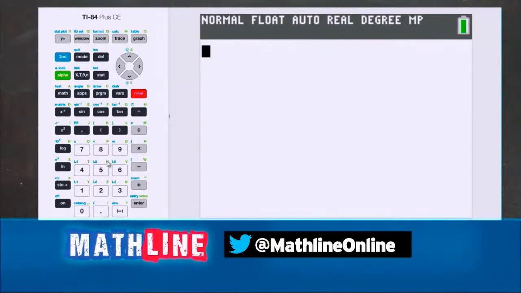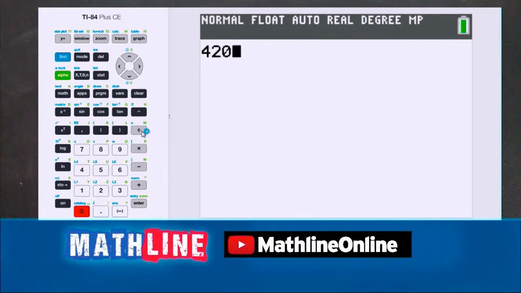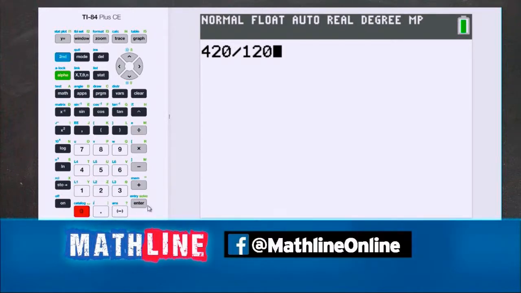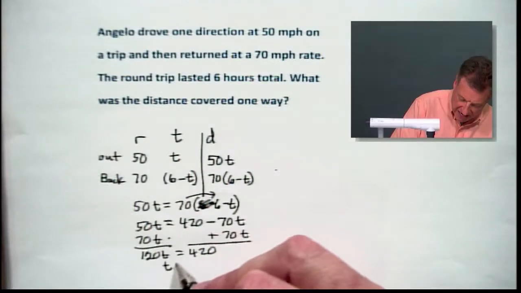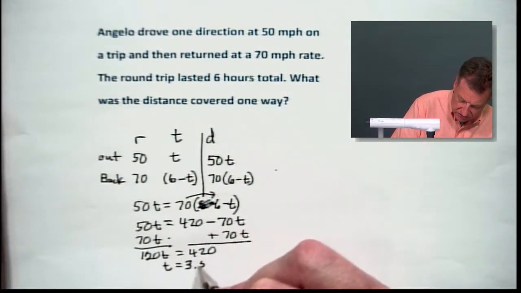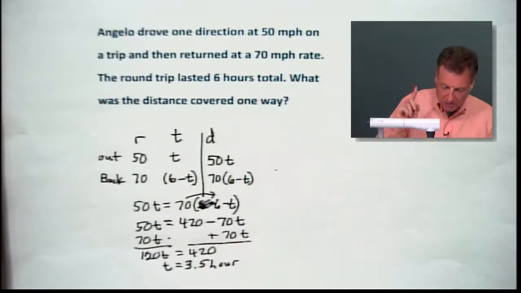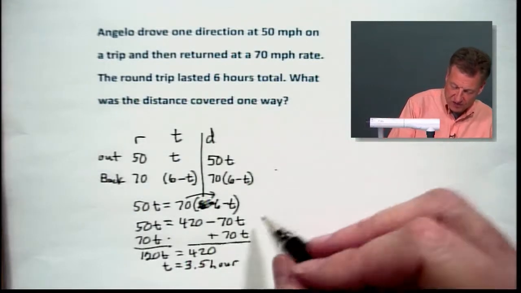I think a calculator is in order here. Let's see what we get. 420 divided by 120. And we get another 3.5. Everybody said, boy, you like that, don't you? So 3.5 hours. But one way, how about it? We need to figure out what one way is.